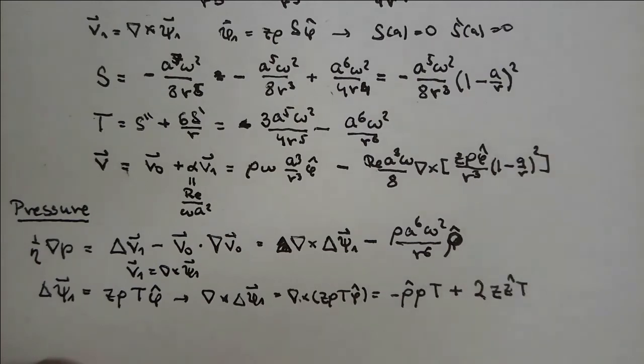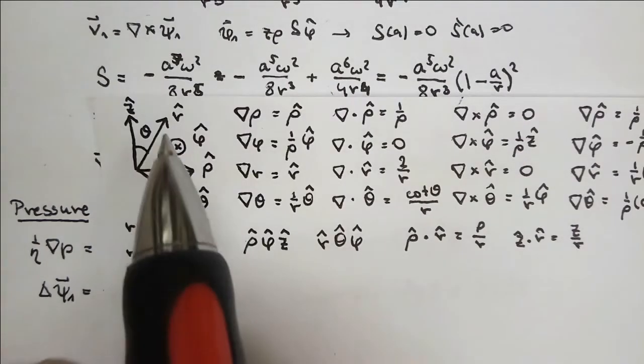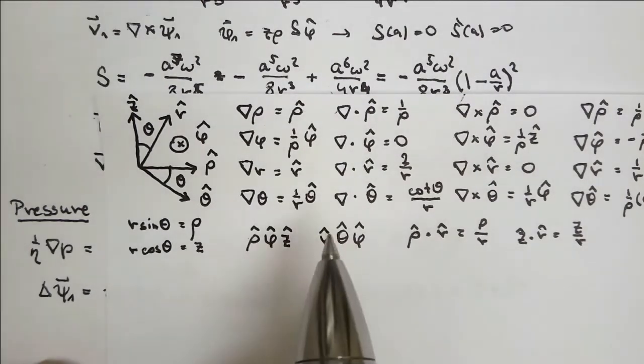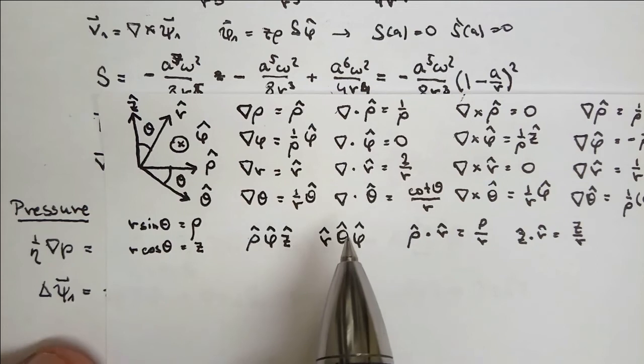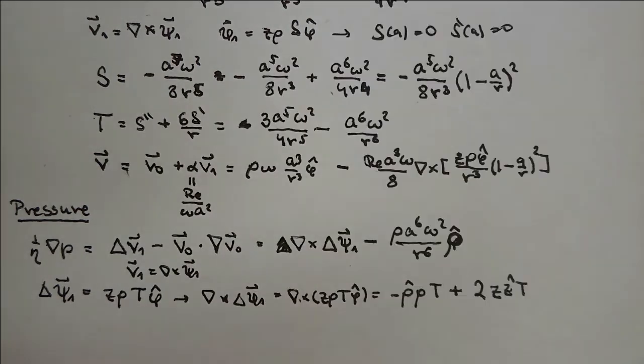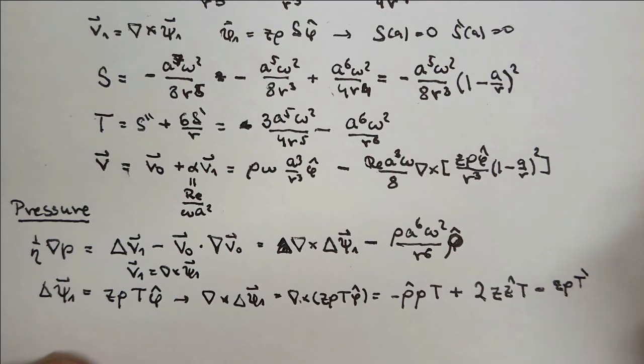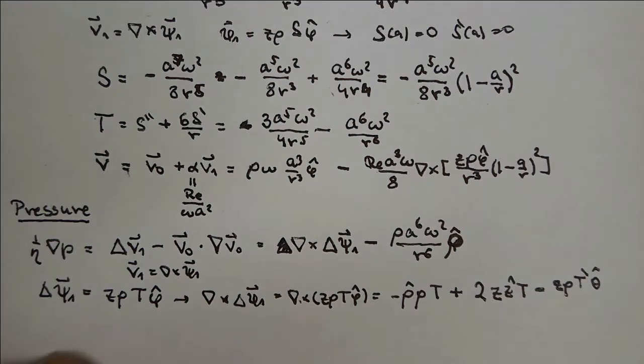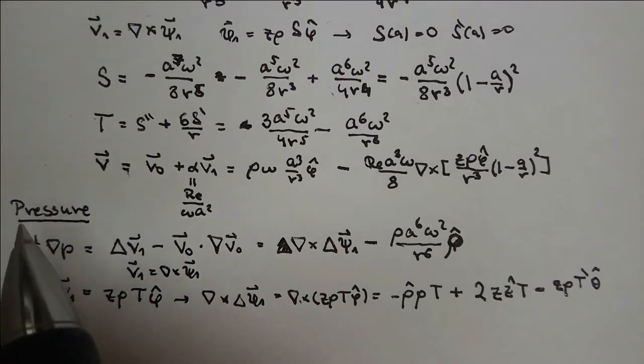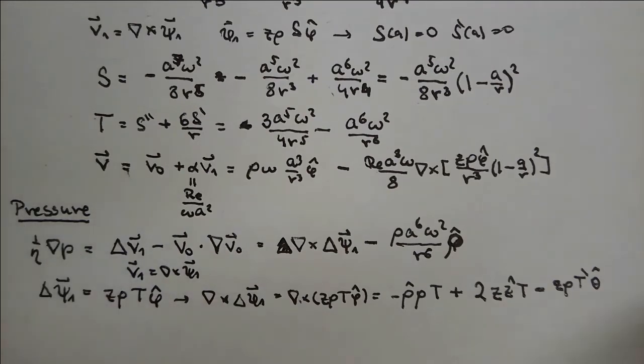So it's the same term as this. There will be two of them times the gradient of t, and there should be r cross product with phi. Again, r cross product with phi should be minus theta, because it's the negative order in the spherical coordinates. So it's minus z rho, t derivative with respect to r, times theta hat. And this is 1 over eta times the gradient of pressure.